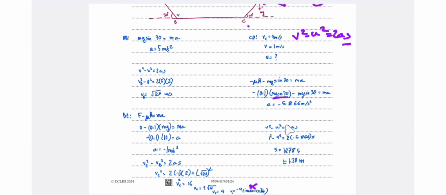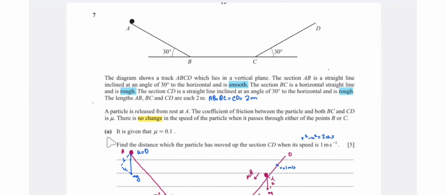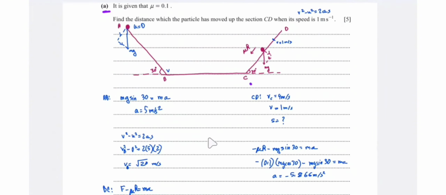Now using the equation v square minus u square is equal to 2as, we know the final speed as 1 meter per second and the initial speed as 4 meter per second. After substituting the values, we find the distance as 1.28 meter. So we have solved part A.